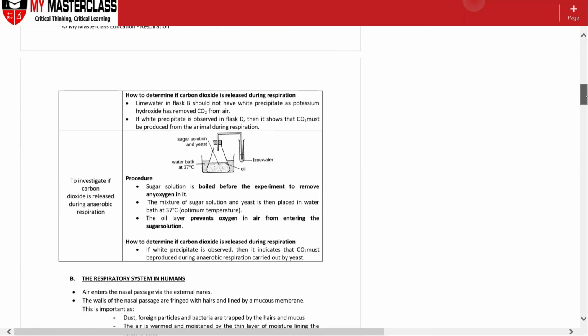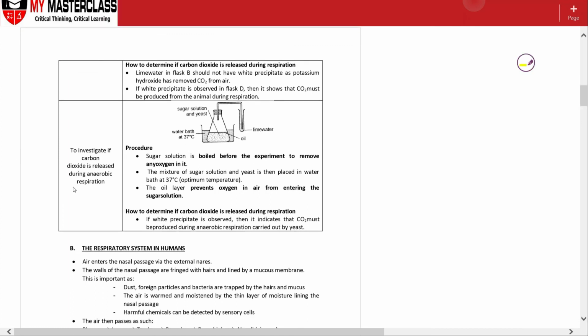Alright, moving down, the next one here. How do you determine whether carbon dioxide is produced during anaerobic respiration? We have a sugar solution here. This sugar solution is completely boiled before using it. The boiling process will remove any oxygen inside it. And we put in yeast because yeast is involved in anaerobic respiration under fermentation, which we looked at just now. If there is carbon dioxide being produced, this will be shown positive by a white precipitate in the lime water. Okay, so that's the end of the first part of respiration.